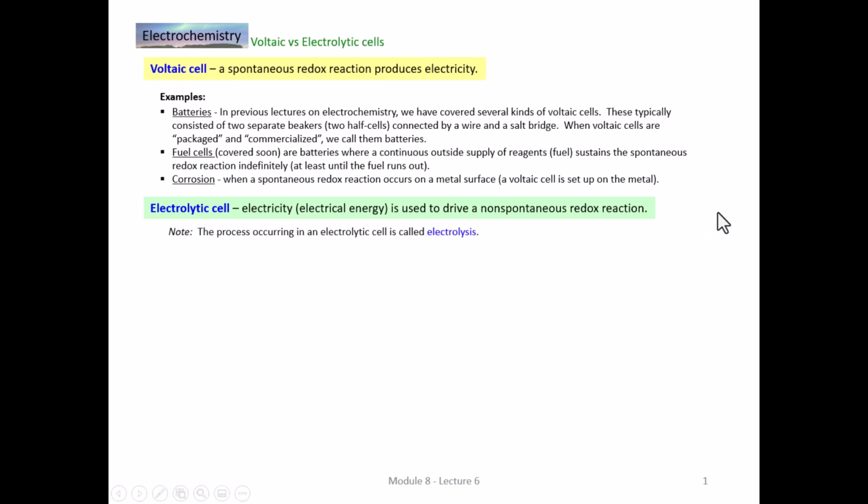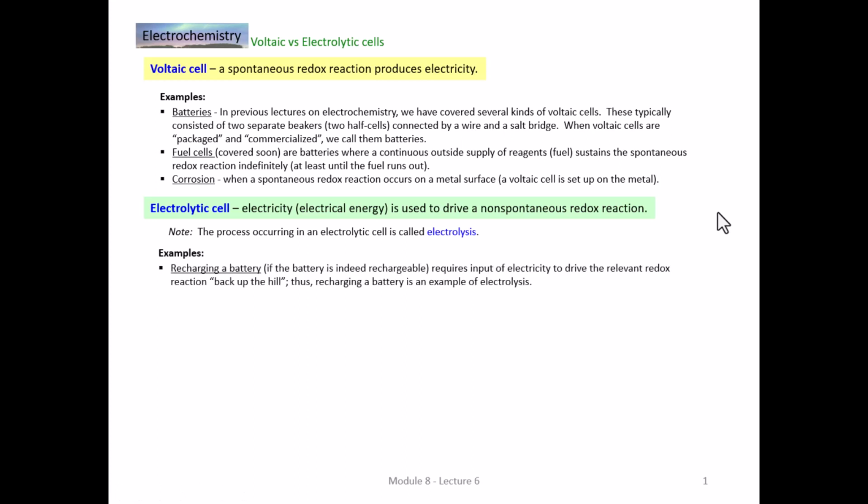Well, the process occurring in an electrolytic cell is called electrolysis. What are some examples? Well, quite simply, recharging a battery, if the battery is indeed rechargeable, requires input of electricity to drive the relevant redox reaction back up the energy hill. So remember, a voltaic cell will run on a spontaneous redox reaction as written left to right. If you want to recharge the battery, you'd have to push that reaction in the opposite direction, up an energy hill, so you'd have to put electricity or electrical energy in to make that happen. So recharging a battery is an example of electrolysis.